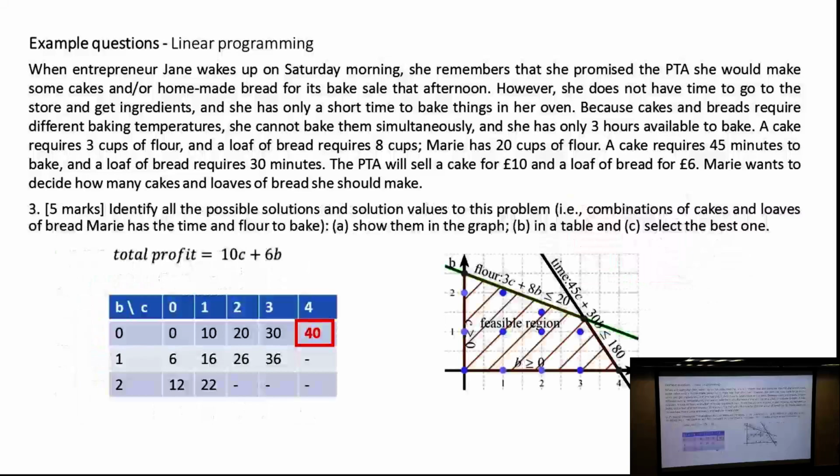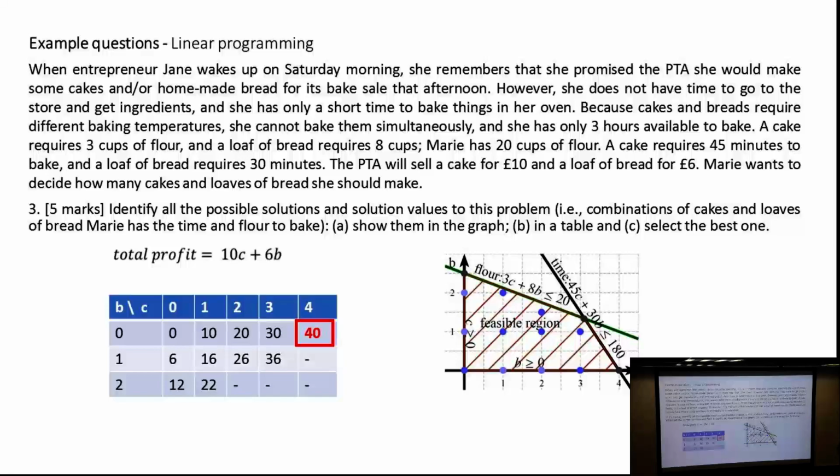And okay, the next one. Identify all possible solutions as solution values to these problems. So once you have 2 lines, you will have this feasible region. You could try to solve, because this is pretty easy to solve. If you could solve that, that's fine. But actually, you could have a lot of combinations of C and B, of how many cakes and breads you could make to satisfy the constraints. They might not be the best or optimal solutions, but they all satisfy the constraints.